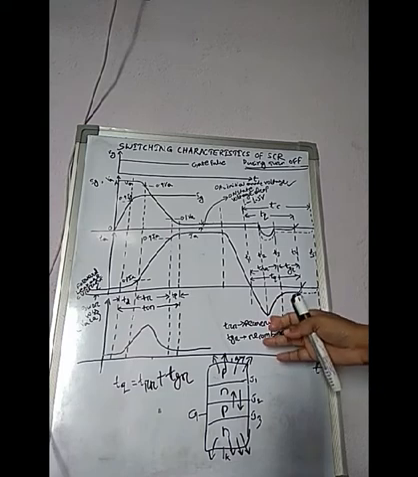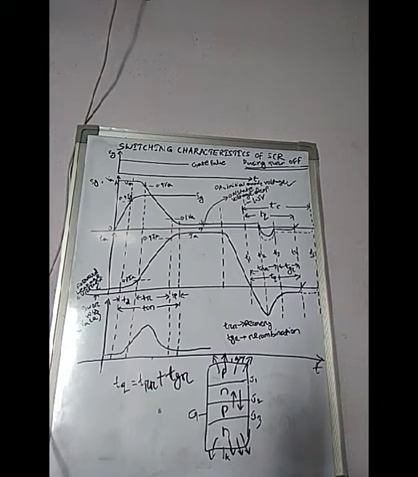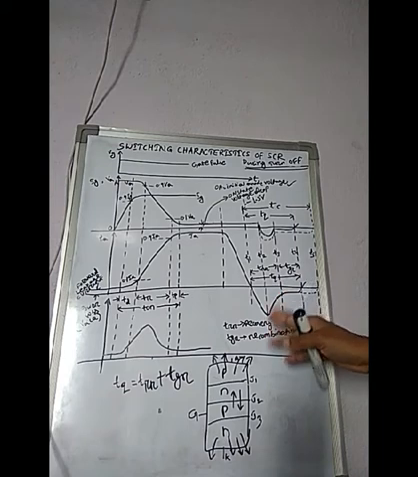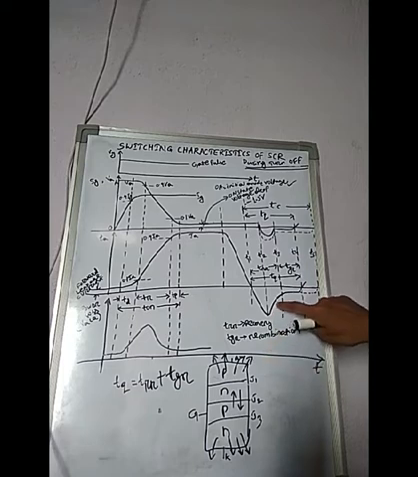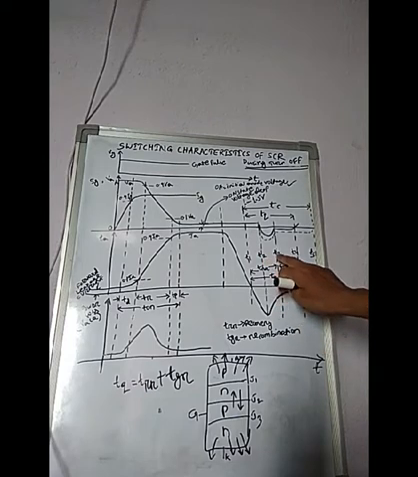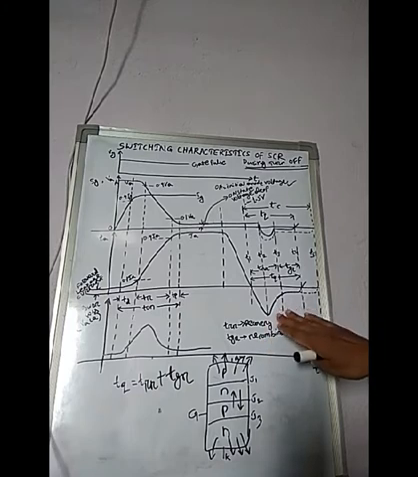So after T2, what happens? In between T2 and T3, the reverse recovery current starts decaying fast. From this part, the reverse recovery current decays in fast mode. After T2 it decays quickly in the beginning, but gradually thereafter.